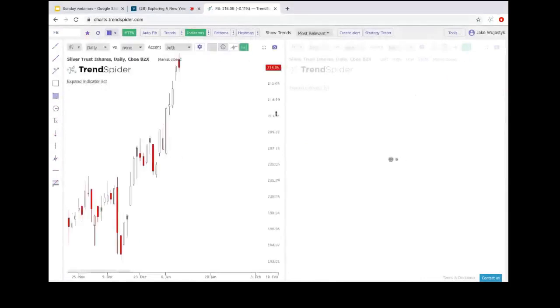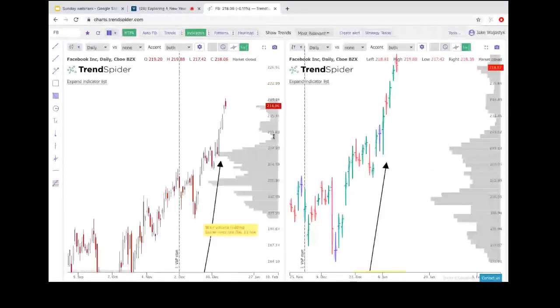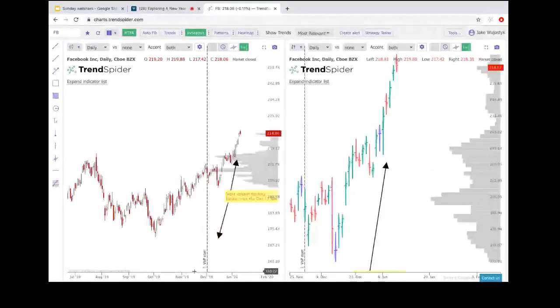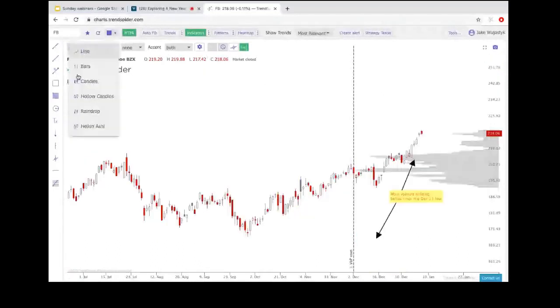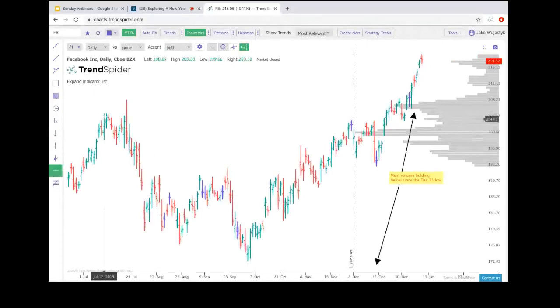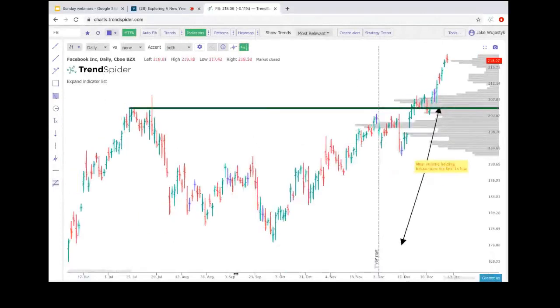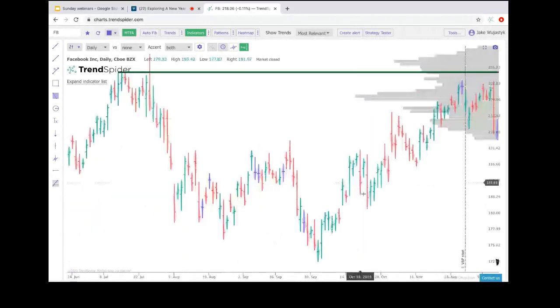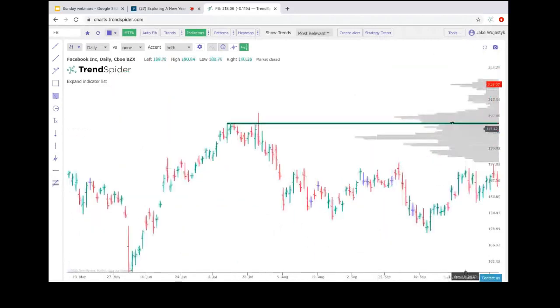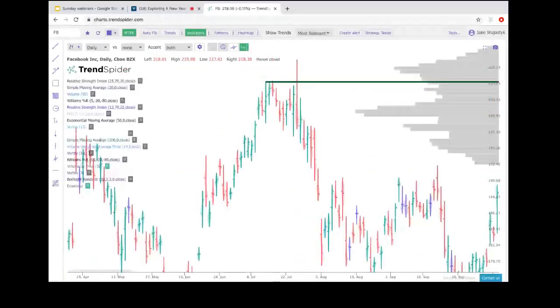So if we compare Facebook to when it tried to break out and when it didn't break out, notice this. If we go to the raindrop chart, and we draw just a very basic resistance line here, you'll see two different things happen. You'll see one, we did try to break through this area before, and just give me a second to optimize the screen. Let me get rid of the volume profile here.